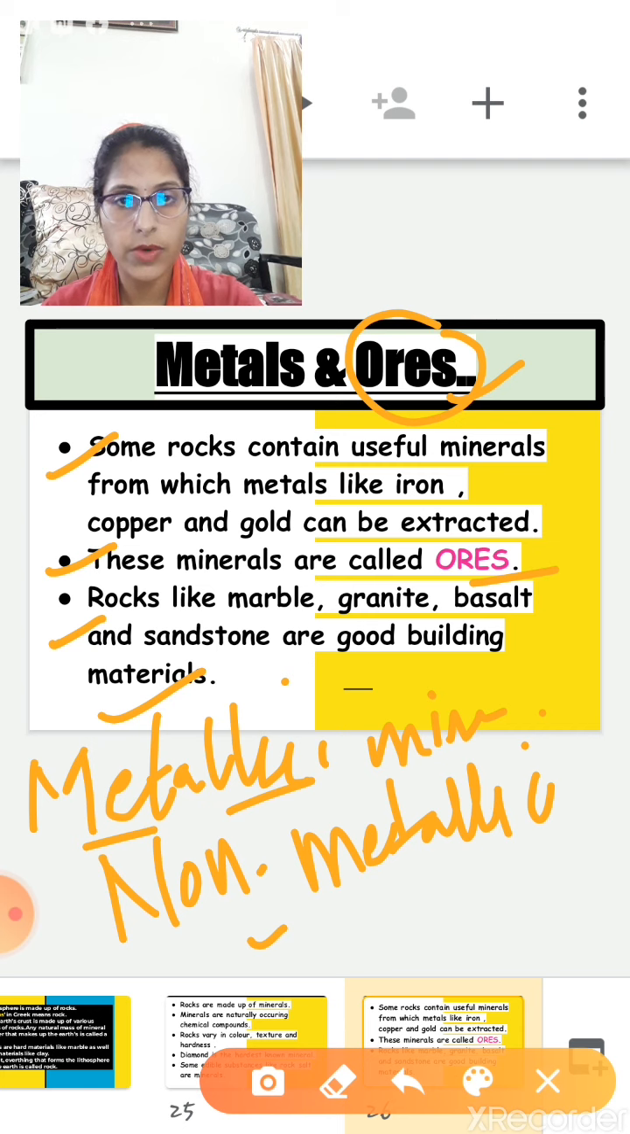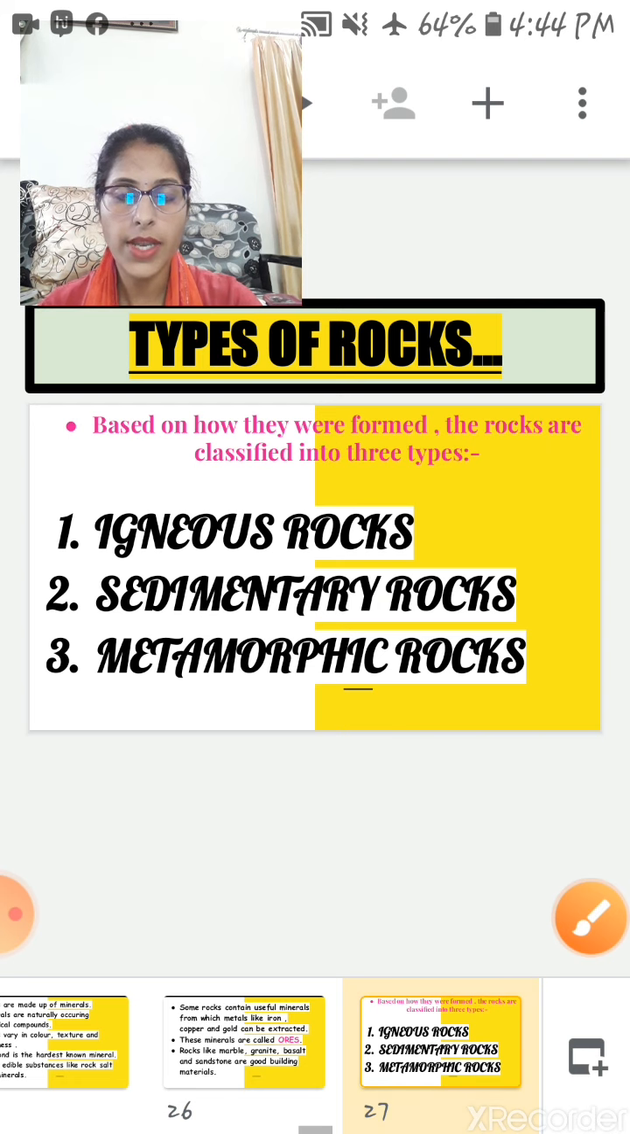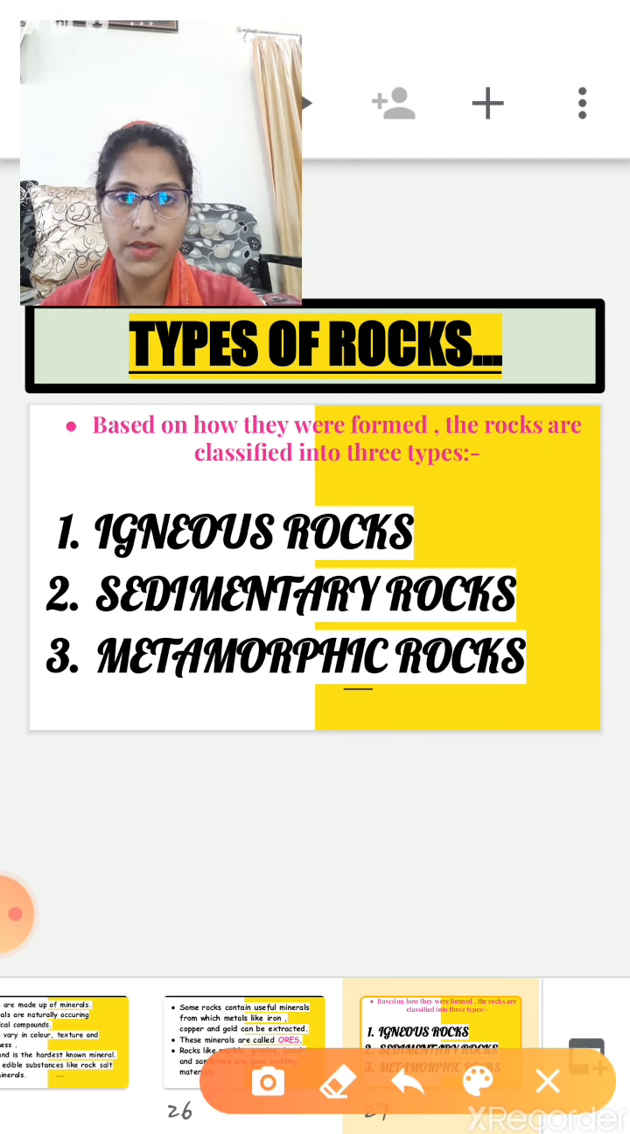So is it clear what are rocks, minerals and ores? Rocks are all these solid materials on the earth's surface, whether hard or soft, that make up the earth's crust. Second thing is mineral. Minerals are solid, naturally occurring substances which occur in rocks. And the third one is the ore, a rock in which a particular mineral is found in large percentage. Is it clear? Okay. Now the next one is the types of rocks.